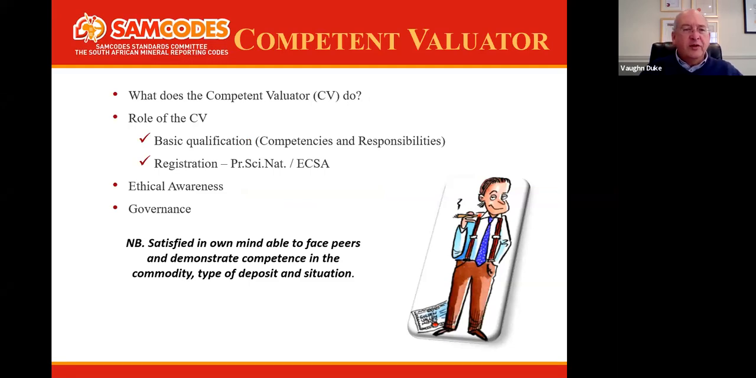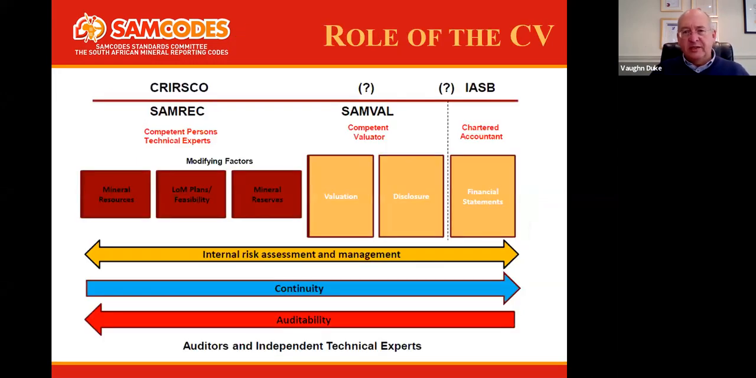So what does the competent evaluator do? On the next slide, I'm going to talk about the role of the competent evaluator in terms of his basic qualifications and being registered. I'm going to touch a little bit on ethical awareness and then governance. I mentioned I'd put the slide up a little bit later. Earlier I mentioned it, and it just shows you where SAMVAL applies and in interaction with SAMREC.